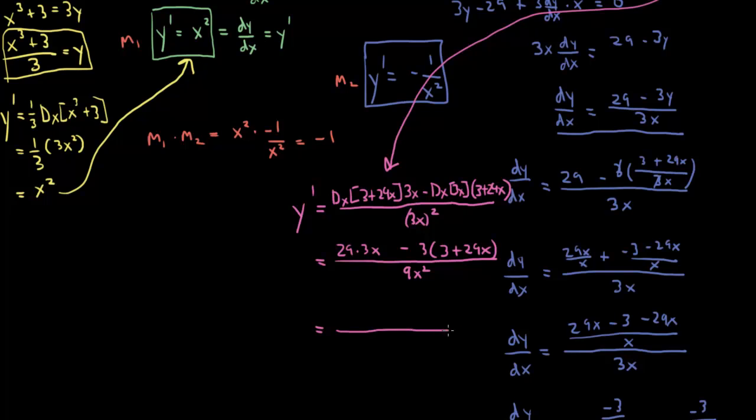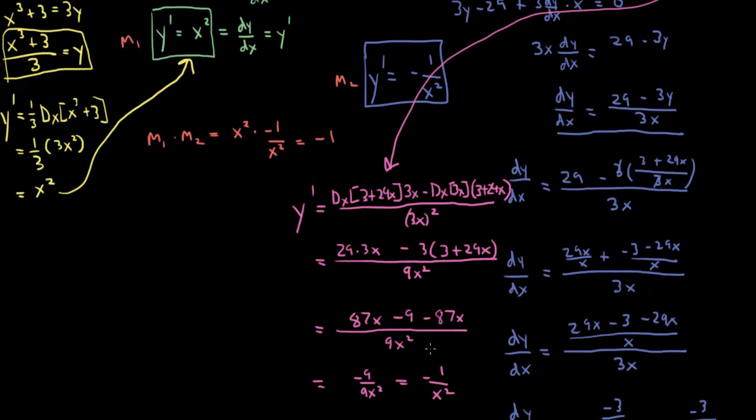Let's see. We have, still that 9x squared on the bottom. 29 times 3x, that is 87x. Negative 3 distributing here, that's negative 3 times positive 3, so that's negative 9. Negative 3 times 29x, so that's negative 87x. Yep, here we are. So we have 87x minus 87x. Then we have negative 9 over 9x squared, which gives us negative 1 over x squared.